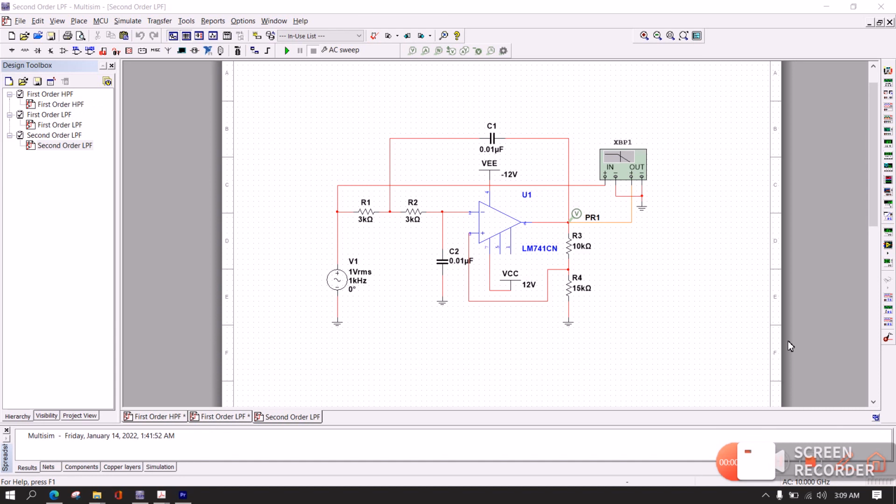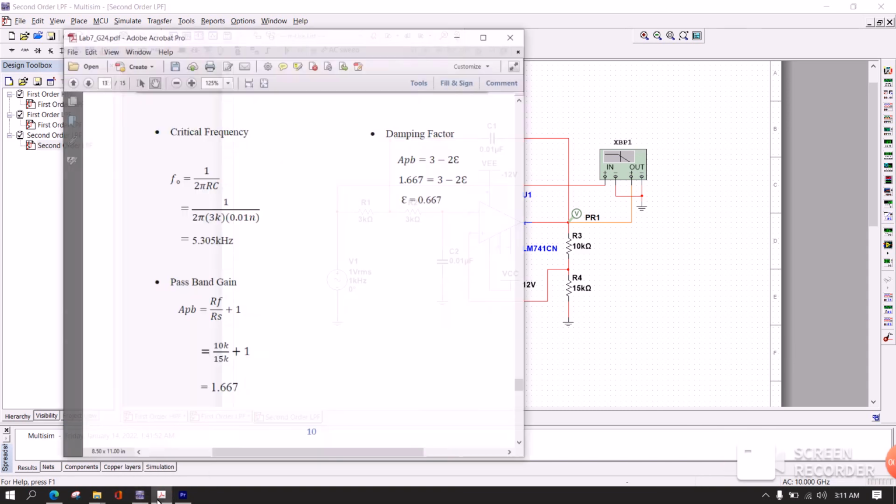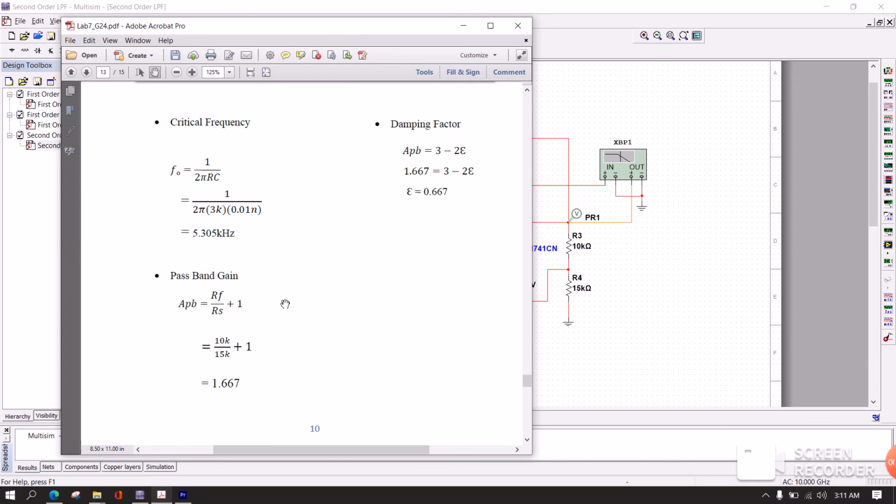For the last task, the question asked me to find the critical frequency, passband gain, and the damping factor for the second order low pass filter. By using the formula, I get the critical frequency 5.305 kHz, the passband gain 1.667 dB, and the damping factor 0.667. Then the Bode plot of the filter circuit will look like this.